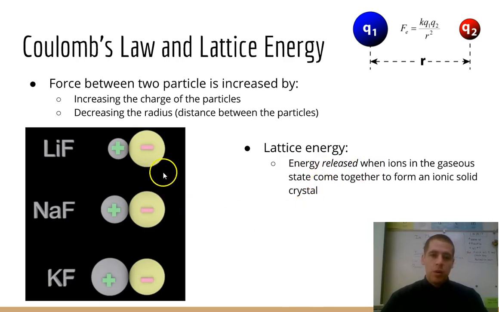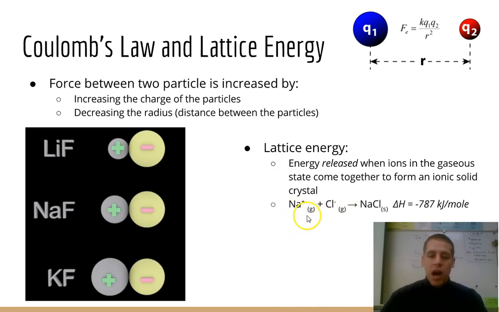So let's look at this example. Increasing the force between them is done by decreasing the radius between them. If you look at KF, these are large ions, and so the centers of them are relatively far apart. The radius is relatively large. When you look at lithium fluoride, this is going to take greater energy to remove, so it's going to have a higher lattice energy because the particles are closer together because lithium is smaller than potassium. An example of this could be sodium chloride.